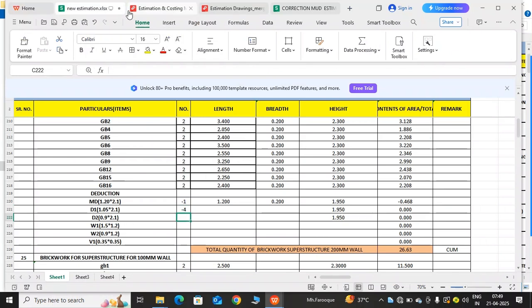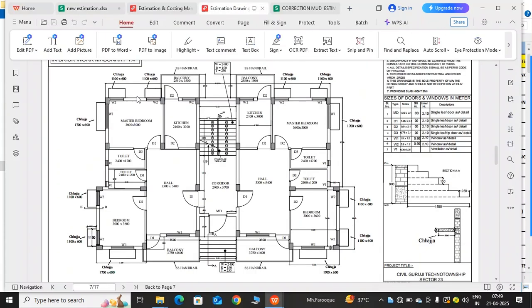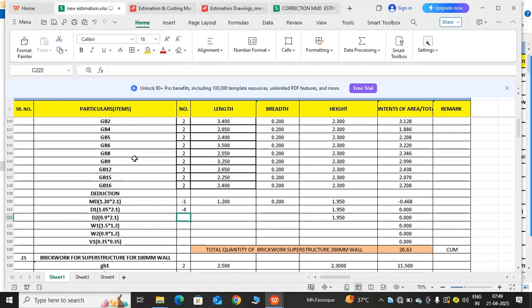How many D2 do we have in the drawing? 1, 2. No, it is 100 wall. So it means, engineers, we have only 2 D2 in 200 wall. Just write here 2.